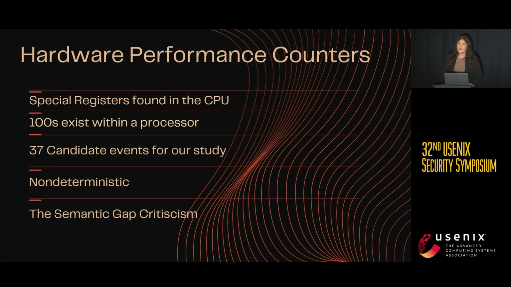Hardware performance counters are special registers found in the performance monitoring unit of a CPU. Hardware performance counters have a short name, HPCs. In this case, not high performance computing, but hardware performance counters. They are commonly used for performance monitoring and, more importantly, for detecting bottlenecks. However, they are known to be non-deterministic. Although hundreds of hardware events exist in a given processor, in our study we selected 37 candidate events that are significant to the unpacking process.